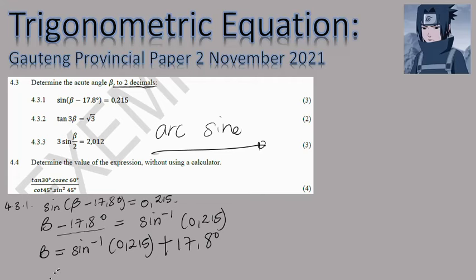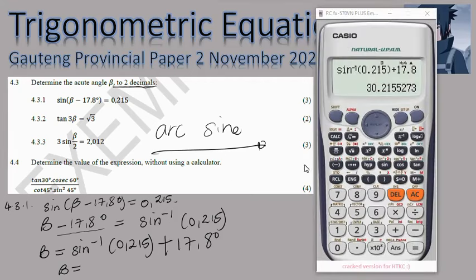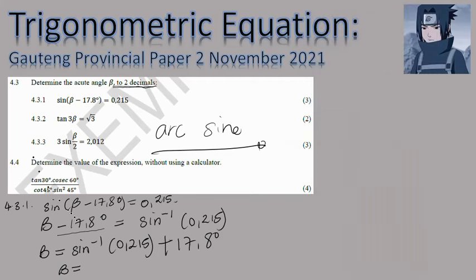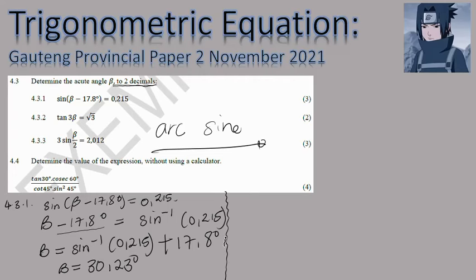Now beta is going to be equal to, now you can pull out your calculator here, right? There we go. Now look at what I did. I did the sine of this thing, and then I closed the brackets, and then I said plus 17,8. That's how I got the 30,23 degrees. They said to two decimals, right? So rounding off the one here, it becomes 30,23. So this is equal to 30,23 degrees, because when you talk about beta, we are talking about measuring an angle, right? Is that good?